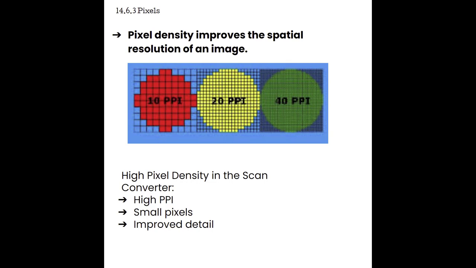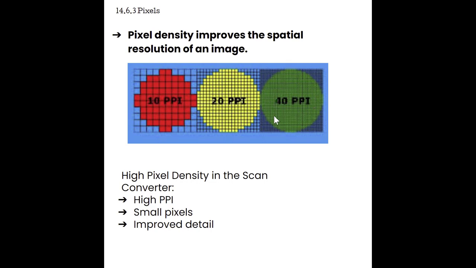So if we have a scan converter or a memory that only has 10 pixels per inch, that's not going to be able to display very good detail compared to a scan converter that has 40 pixels per inch. And we can see that in our examples here. So if all three of these were just representing an inch of our scan converter, in the first one we only had 10 pixels per inch and a circle needed to be made within that inch, look at what we're getting. We're getting roughly the shape of a circle, but we're seeing very jagged, pixelated edges. And that is because the spatial resolution, the pixel density, is not very high in this example.